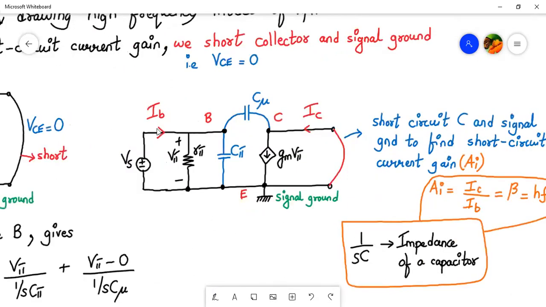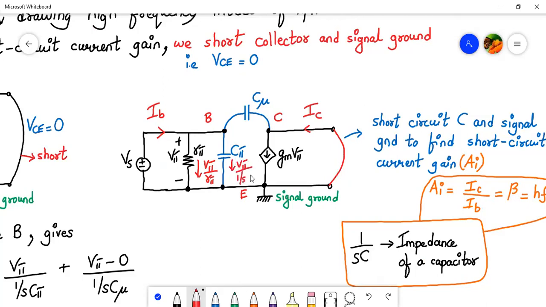So here we have current IB flowing into the base terminal. Then the current flowing into the resistor R pi will be V pi divided by R pi. And then the current flowing through this capacitor will be V pi divided by 1 upon S into C pi. So that is the impedance, I mean, V pi upon resistance, right? The impedance of a capacitor will be 1 upon SC. So here it will be 1 upon S into C pi.